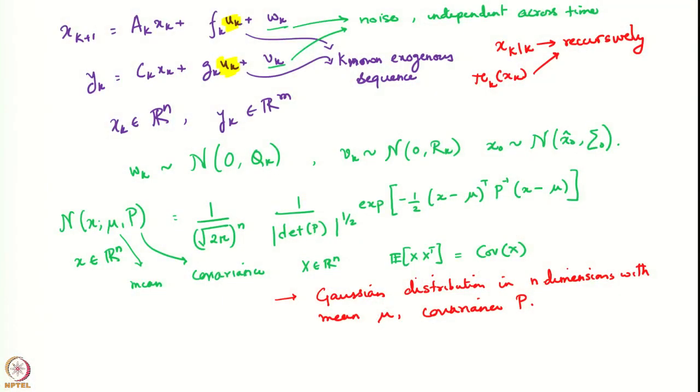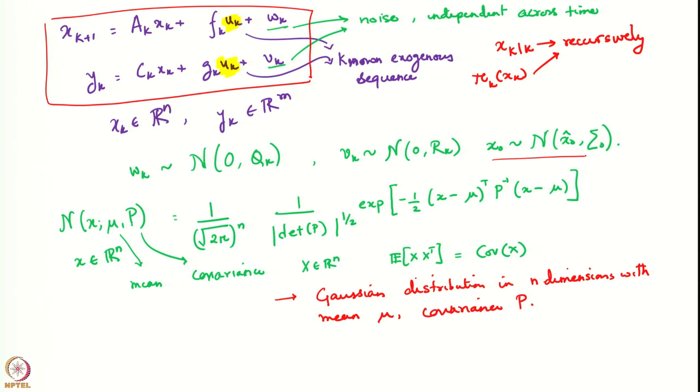So now let us write out the equations of the Kalman filter. If you remember, we had a system, we are referring to the system which is given here, system whose state and observations are given by these. Remember that W_k's and V_k's are independent Gaussian noise. The initial state x0 is also independent of W_k and V_k, and it is itself a Gaussian vector.